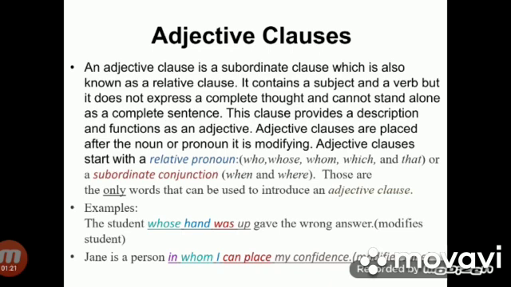Adjective clauses start with a relative pronoun such as who, whose, whom, which, and that, or a subordinate conjunction such as when and where. Those are the only words that can be used to introduce an adjective clause. For example, the student whose hand was up gave the wrong answer. It modifies the noun student. Jane is a person in whom I can place my confidence. It modifies the noun Jane.